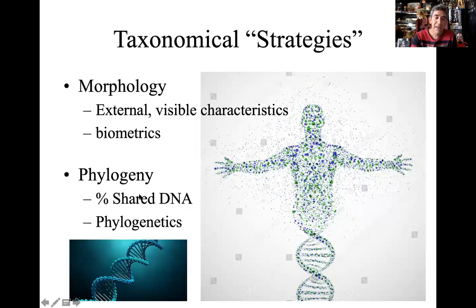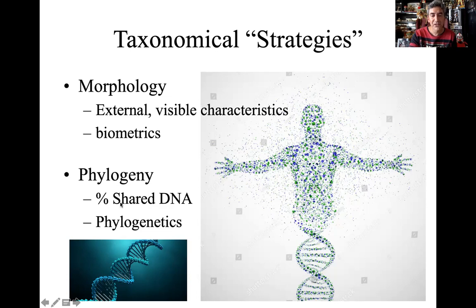So phylogeny is a taxonomical strategy. It does involve morphology, but it goes beyond that, right? And as time progressed and we get into our modern era, we now have the technology to analyze DNA sequences. So we can take DNA from different species, and we can analyze those A's and T's and C's and G's and see how much similarity there is between them. And that helps us build our taxonomical categories based upon genetic similarities, and we're going to call that phylogeny.